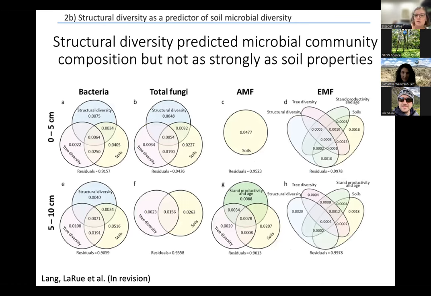And then we also looked at soil microbial community composition as beta diversity. So how different is the composition of the microbial communities among plots. And we looked again at bacteria, total fungi, arbuscular, and ectomycorrhizal fungi. So we looked at the relative predictive ability of structural diversity, but also tree diversity, soil properties such as soil nutrients and pH, and also stand productivity and age, because these are other factors that have been shown to be important predictors of microbial community composition and diversity too. So we did find that structural diversity was a significant predictor of microbial community composition for every group except the AMF fungi.